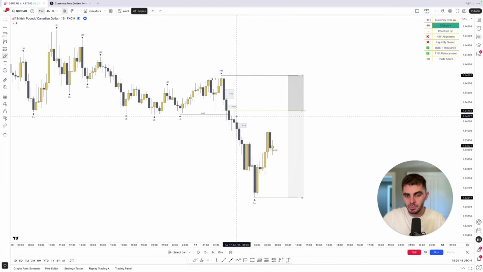What this does is simplify the process, especially for beginners, but even for an experienced trader like myself, it just complicates the decision-making process to be focused on so many different terminologies, so many different variables. Just call it what it is. It's a break of structure.